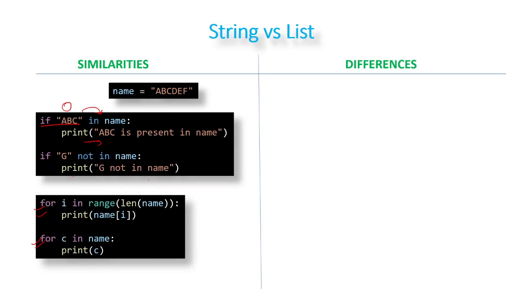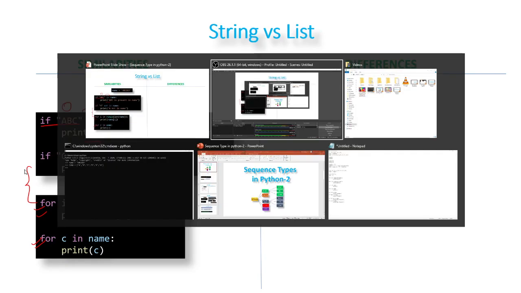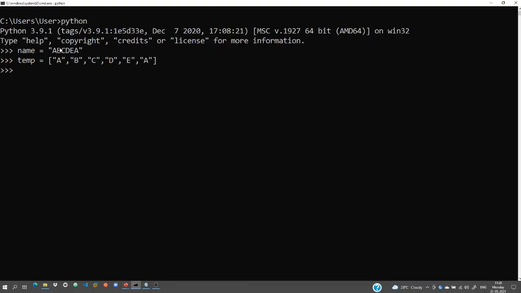Okay, let me show all of these examples that I have shown with code. Okay, so let's see here, I have declared two variables, name and temp. Just see that I have taken every character of this particular string and created a list item here, so that it will be easy for you guys to understand.